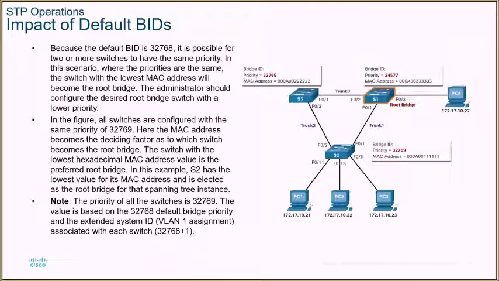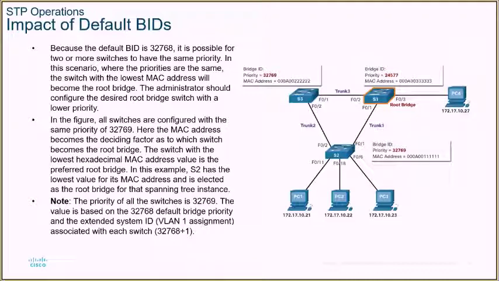Now, because the default bridge priority is 32,768, it is possible for 2 or more switches to have the same priority. In that scenario, where the priorities are the same, the switch with the lowest MAC address will become the root bridge. The administrator should configure the desired root bridge with a lower priority number. In the figure, all switches are configured with the same priority. Here the MAC addresses become the deciding factor as to which switch becomes the root bridge. The switch with the lowest hexadecimal MAC address value is the preferred root bridge.